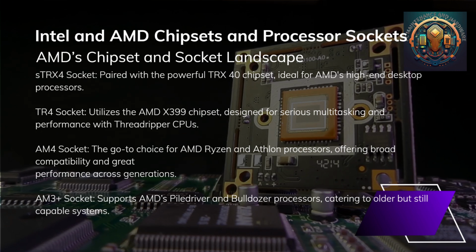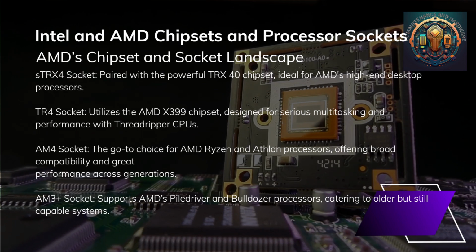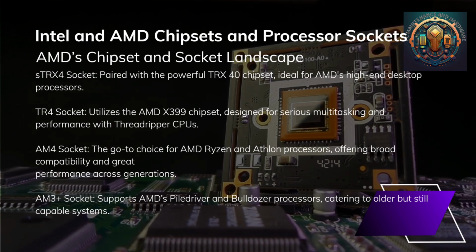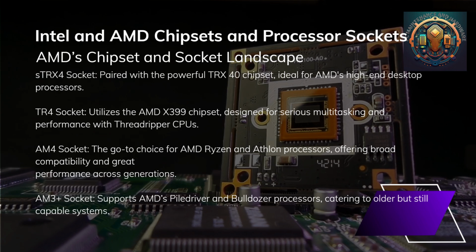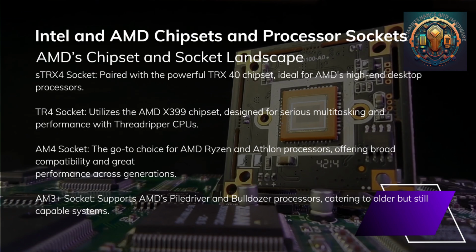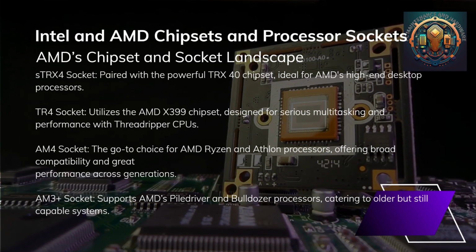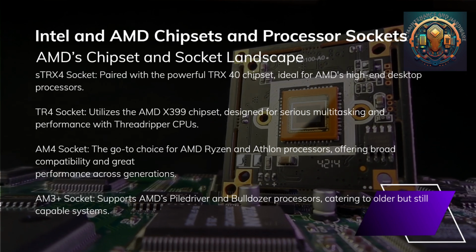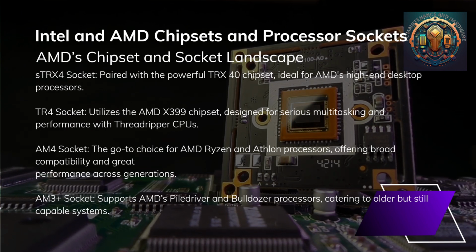Now, let's dive into AMD's current chipset and socket categories. AMD offers a variety of options, each designed for different needs and processors. sTRX4 socket. This socket is paired with the TRX40 chipset and is designed for high-end desktop processors, providing robust performance for demanding applications. TR4 socket. Used with the AMD X399 chipset, the TR4 socket supports AMD's Threadripper processors, which are great for tasks that require a lot of computing power.